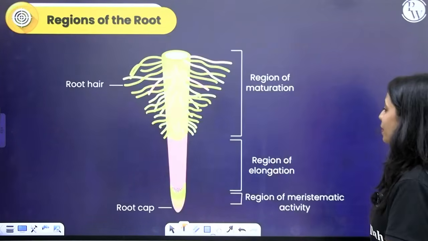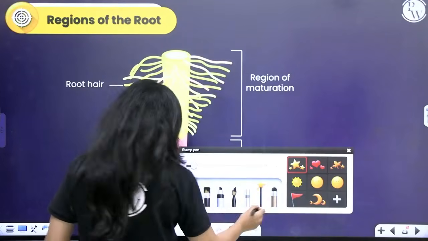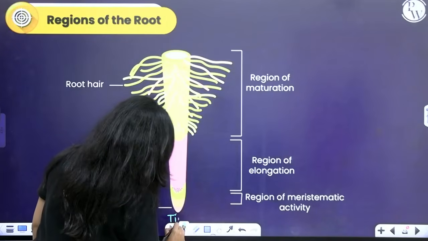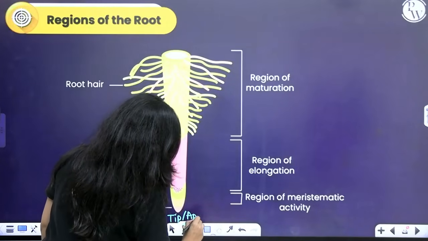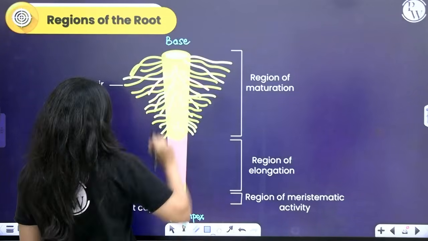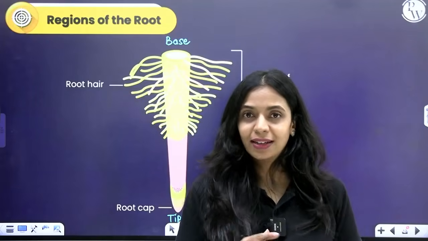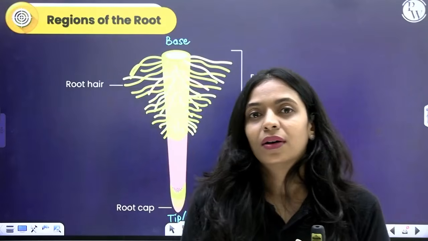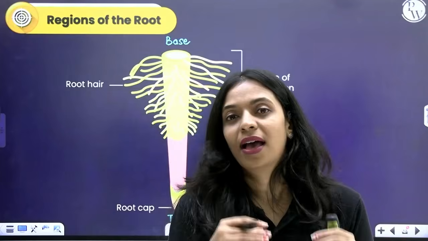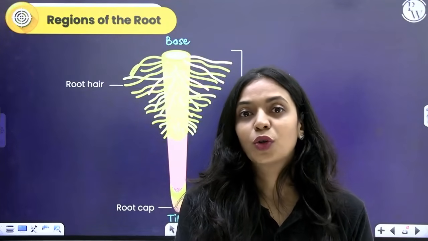Okay, so we will start with the apex. This side is called the tip of the root or the apex. And this is called the base of the root. The tip of the root is very, very important because at the tip, a lot of cells are present. We call them meristematic cells. And these cells are involved in helping the growth of the root.